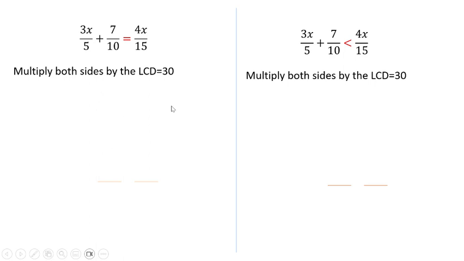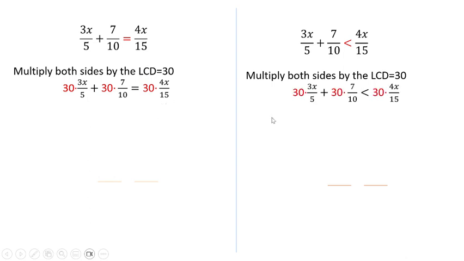And now we're going to multiply every term on both sides by 30. For the equation, we multiply every term on the left, the two terms on the left, by 30. There's one term on the right, we multiply by 30. For the inequality, we're going to be doing the exact same thing. So I put these two problems side by side.